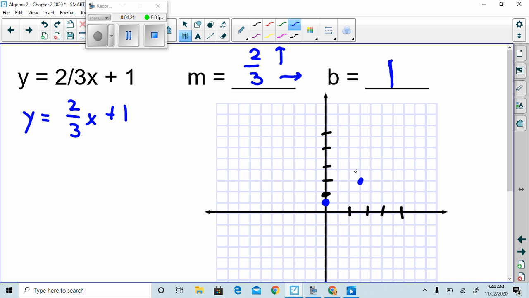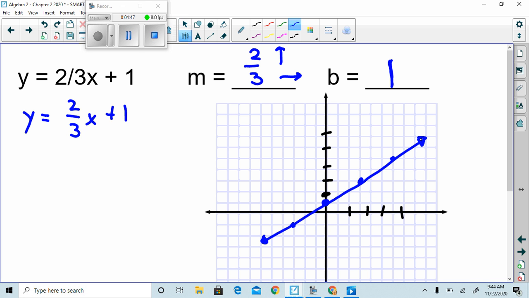Now slope is constant. I can do an additional point. 1, 2, 1, 2, 3. And again, if I want to, I could extend it down 1, 2, 1, 2, 3. Sometimes if we're doing rough sketching, we're not using a ruler. We might want to be sure that we're a little more accurate with this. And there's our graph. Rise over run.